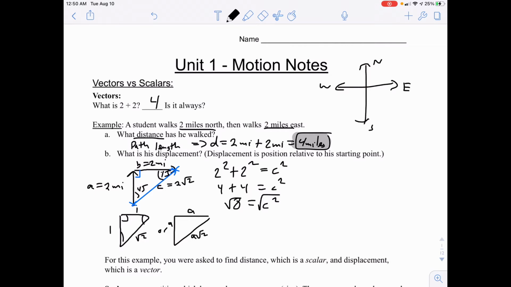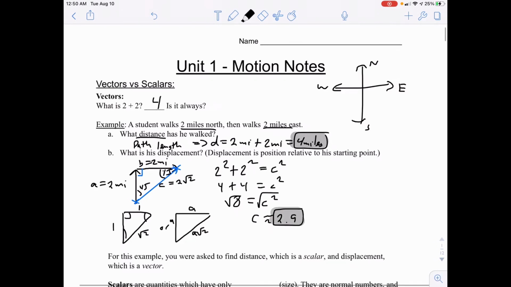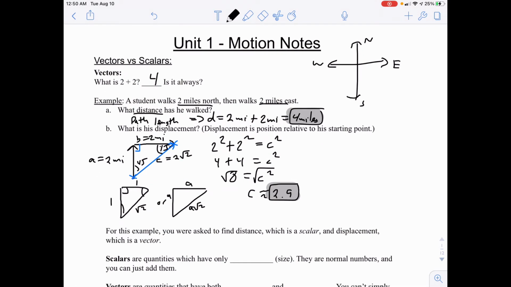Now, the square root of 8 might be a harder number to come up with. The square root of 9 is 3. So the square root of 8, we're looking at about 2.9, roughly. So almost 3. But the point we're trying to make is it's clearly not the same as 4 miles. 2 plus 2 is not always 4.